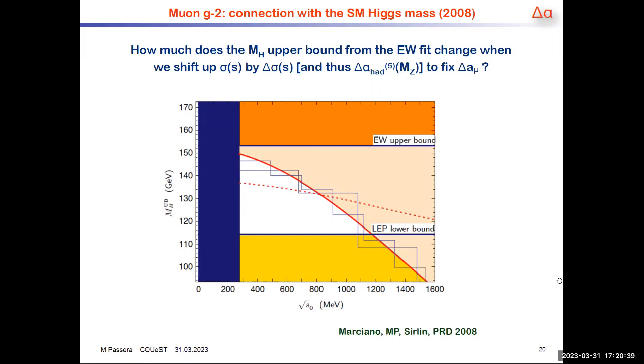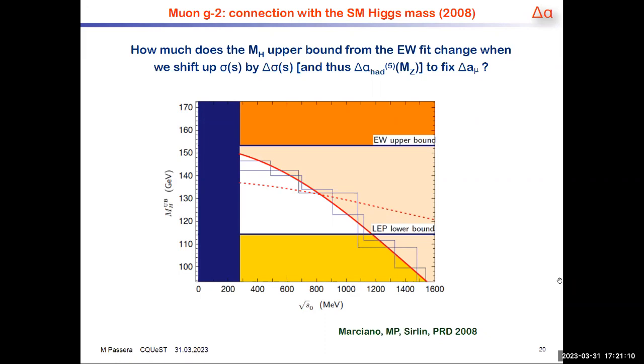It doesn't really matter. The message that we got back then was, you cannot change the cross-section at very high energy, because if you do change the cross-section at high energy, say above, I don't know, 2 GeV, you fix the muon g-2 problem, but you introduce a problem somewhere else. You introduce the problem that the upper bound on the Higgs mass went below the lower bound. So already back then, we could tell that this was not viable at high energy.